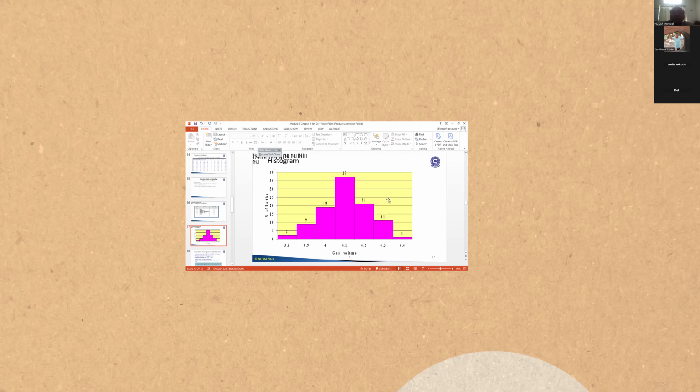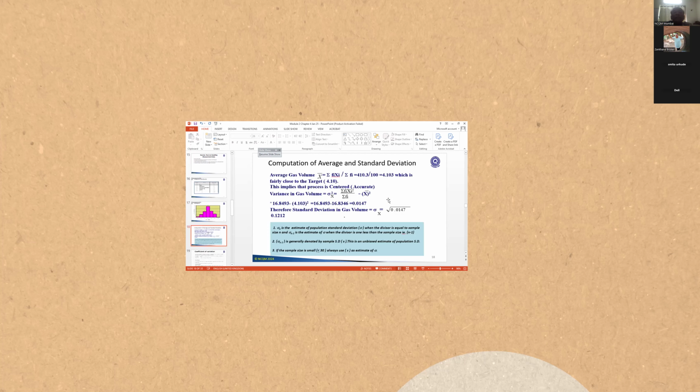Here the central tendency is around 4.1 and the spread is from 3.8 to 4.4. It resembles the normal distribution. So we can find the standard deviation, the average, and plus minus 3 sigma, and we can find out whether plus minus 3 sigma is within the specification. This is worked out here, which gives the computation of average and standard deviation.